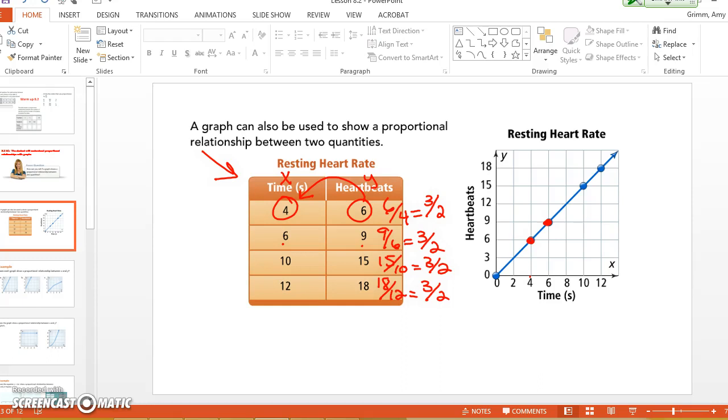The first thing that's really important is that this graph is linear, okay? All proportional graphs have to be linear. They have to have that same rate, okay? The next thing this graph does is if it's proportional, it will always go through 0, 0.